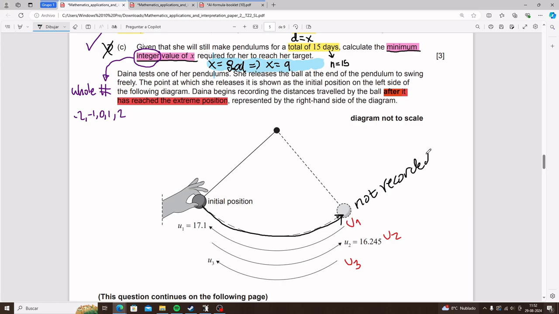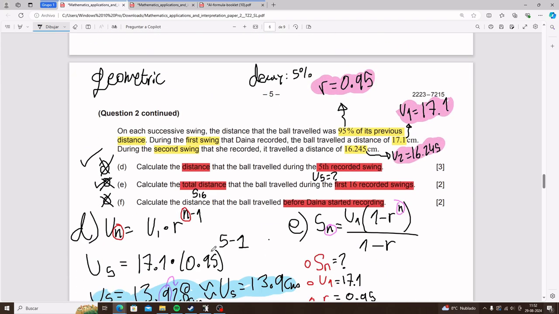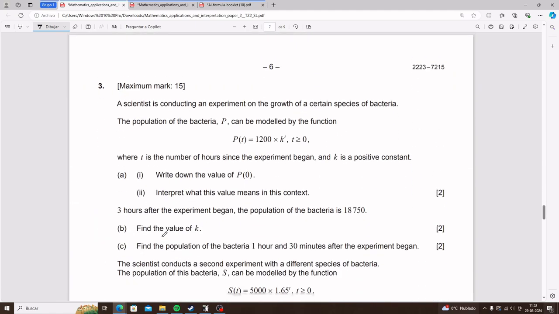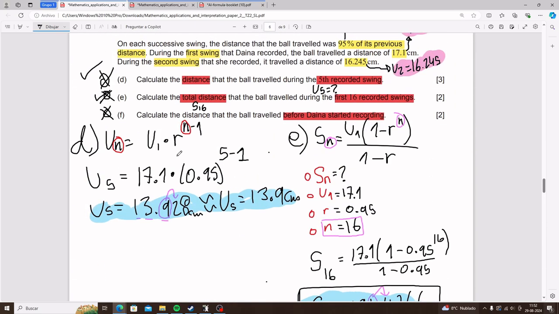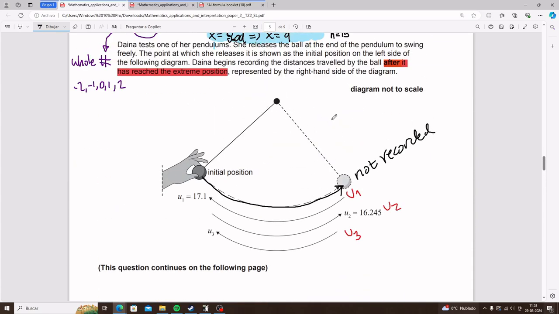And the ones that were recorded are U1, U2, U3, which is every back and forth that happens after that. ¿Cierto? And so the one that they're trying to find for part F is the distance that the ball traveled before Dinah started recording. So you can think about it as the actual initial swing. I know that context-wise, we've been treating U1 as, quote unquote, the second swing, ¿cierto? Or the first one after reaching the extreme position. But right now, we need to find the distance traveled by this not recorded swing.